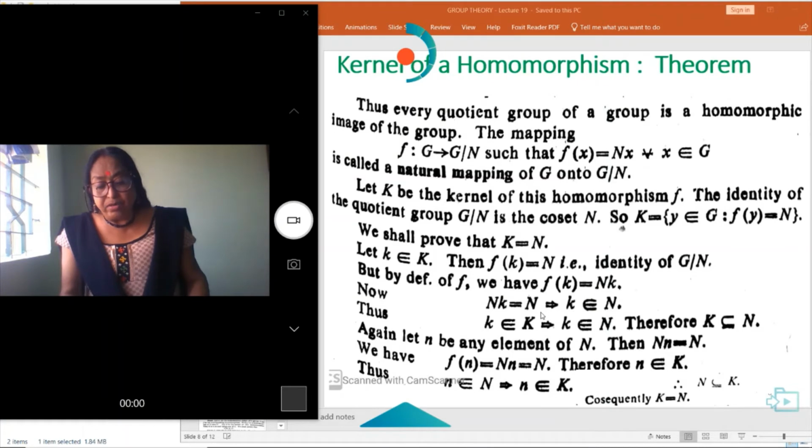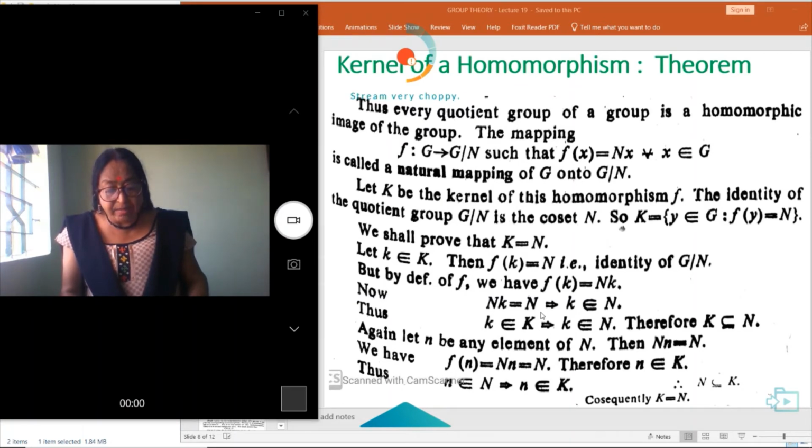Let k belong to K. Then f(k) = N, the identity element of G/N. But by definition, f(k) = Nk. So now we see that Nk = N. That means k also belongs to N. Thus, k belongs to K implies that k belongs to N. Then K is a subset of N.